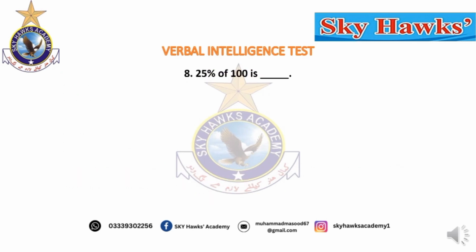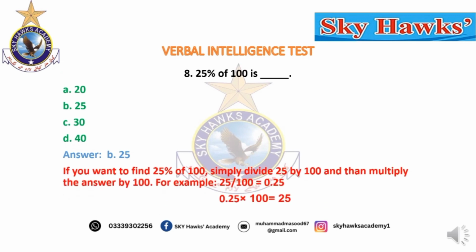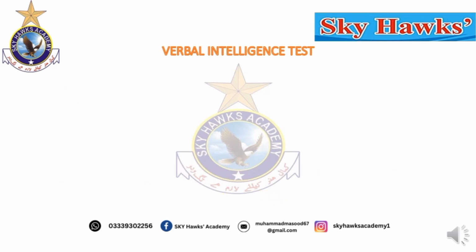Next is 25% of 100: 20, 25, 30, 40, and here is the answer. For 25% of 100, first of all 25 would be divided by 100, and then we will be multiplying that answer with this number, 100, so it would give us 25, because you should know that a fourth part of 100 is 25.